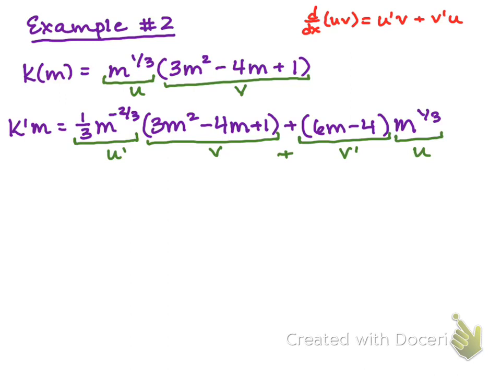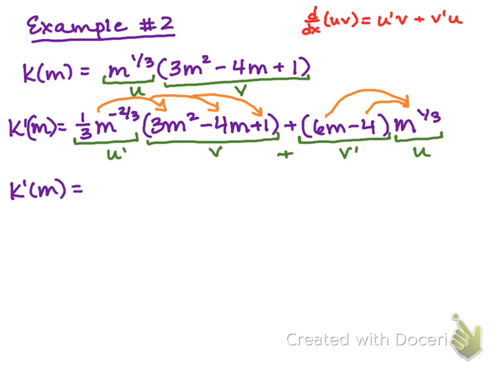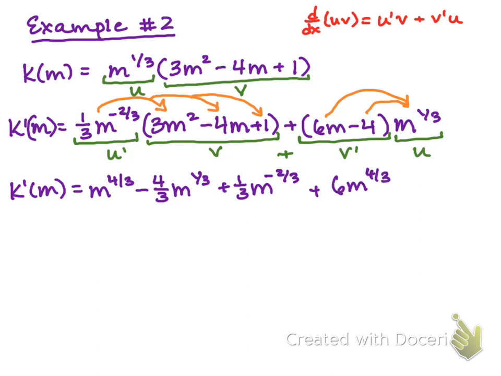So when I multiply things out, I'm going to multiply this in here, and then I'm going to multiply this out here, and then I will combine my like terms. So we have k prime of m equals, okay, I'm going to get 1m to the 4/3 minus 4/3 m to the 1/3, and then plus 1/3 m to the negative 2/3. That's the first part, the u prime v. And now over here at this end, the v prime u, I'm going to get 6m to the 4/3 minus 4m to the 1/3.